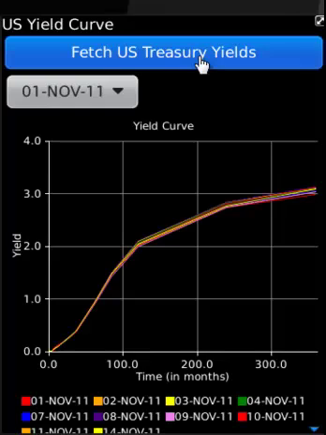This application is US yield curve application for BlackBerry. So let's click on fetch US Treasury yields. What it does, the application is making a trip to US Treasury and it's fetching all the Treasury data and plotting a curve, which is a yield curve, yield versus time to maturity.